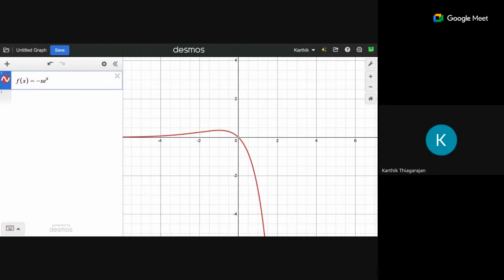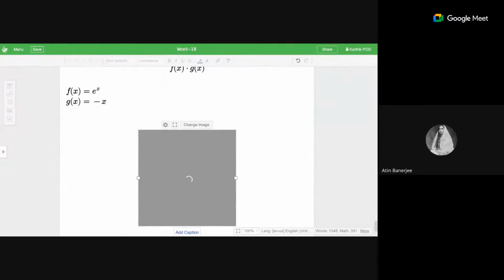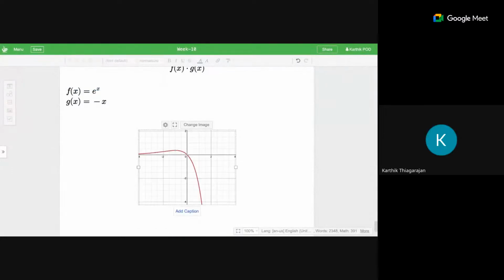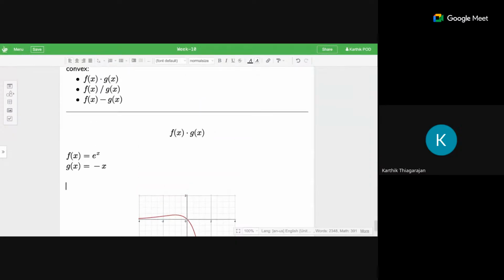and move it there. So can we take the example of f(x) equal to e to the power x, and g(x) equal to e to the power of minus x? If you multiply the two, you will get 1, right? 1 is convex and concave.